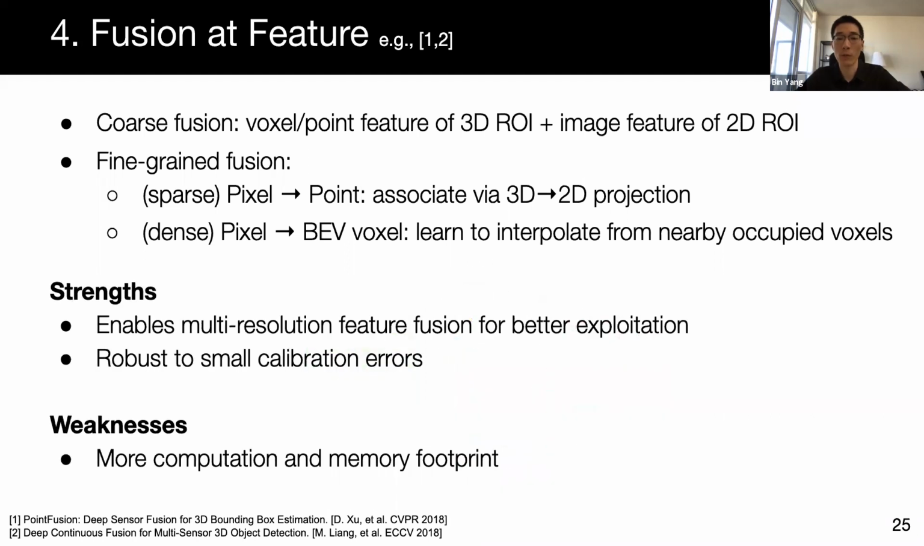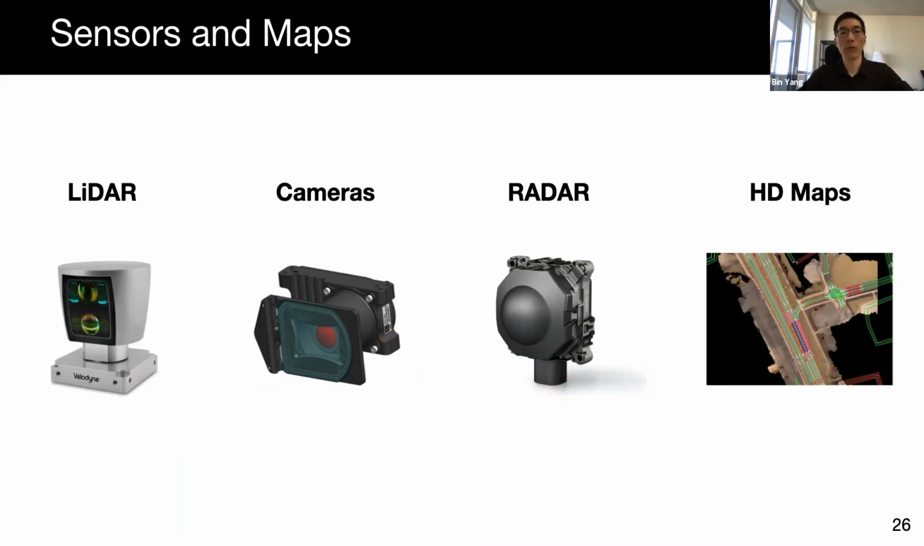Feature-level fusion fully exploits complementary information at multiple scales, and therefore is more robust to small calibration errors. However, as we need to perform feature extraction on each sensor modality first, this approach also brings more computation cost. We have reviewed the sensor fusion of LiDAR and camera. Now let's look at the radar and see how it can be used in conjunction with other sensors.